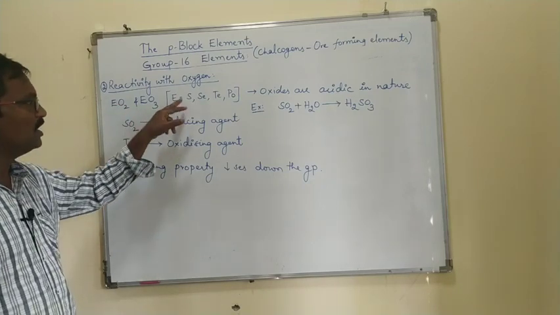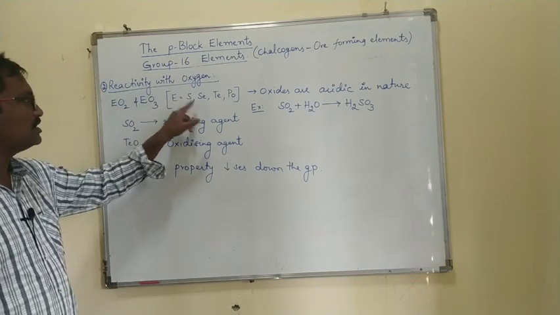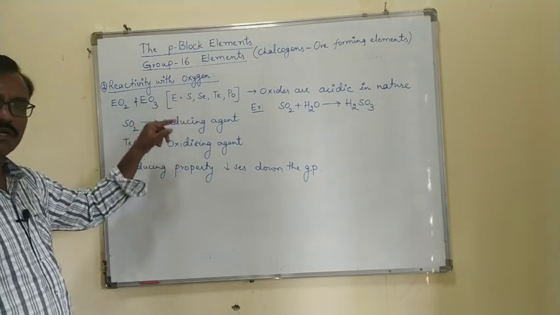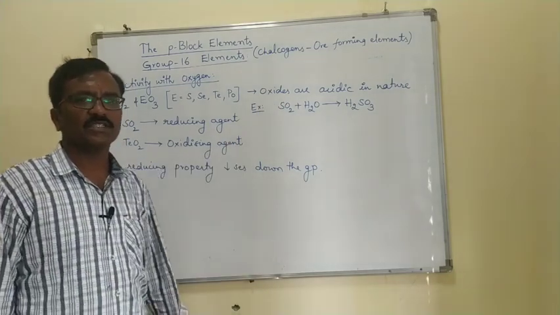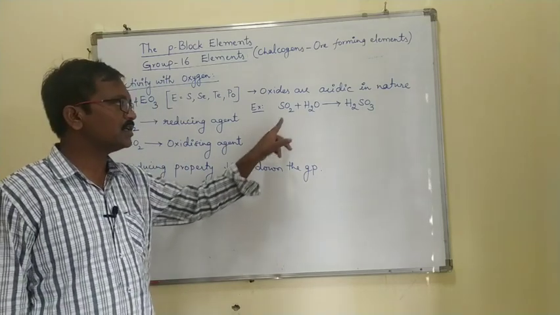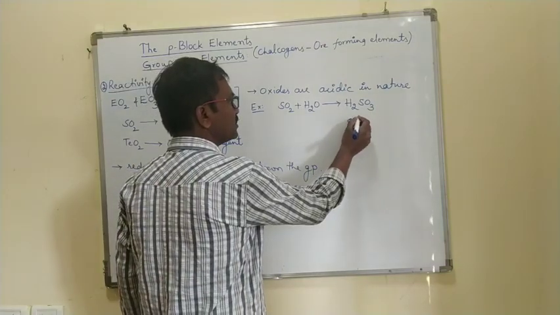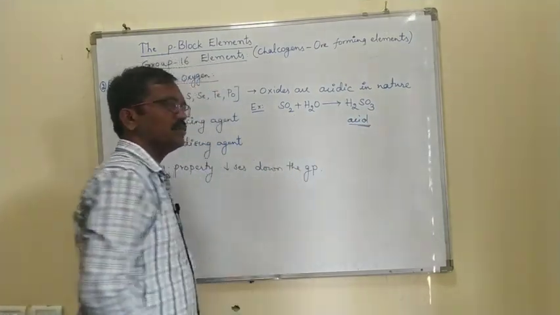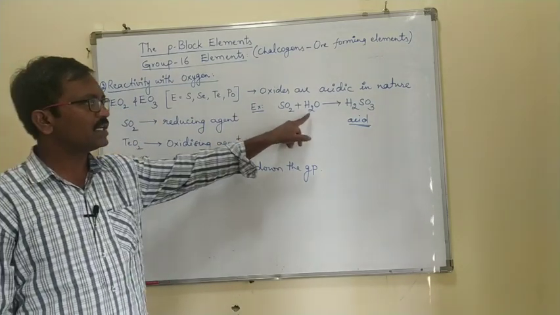For example, sulfur dioxide, sulfur trioxide, selenium dioxide, selenium trioxide. So these oxides are acidic in nature. What is the meaning of acidic in nature? That means these oxides, when they react with water, generally form the acids. Suppose I am taking one example, sulfur dioxide, an EO2 type of oxide, which generally reacts with water.